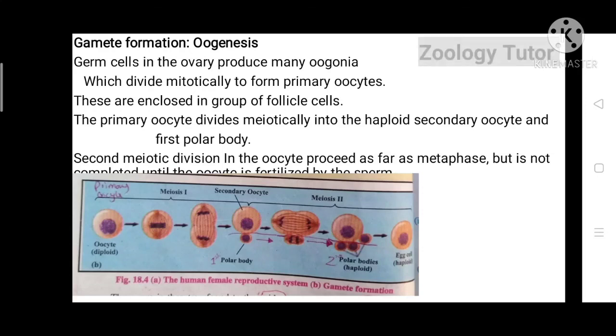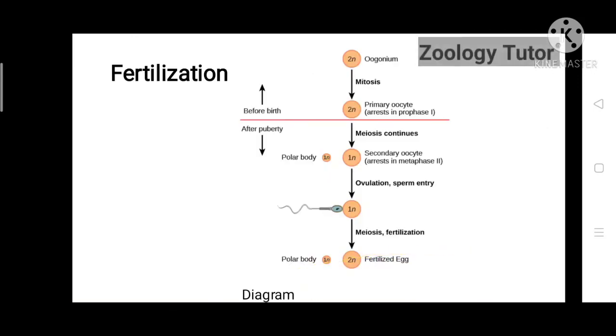And this can be the MCQ: how far will it proceed? It will proceed as far as metaphase. And then afterwards, the second polar body will form and the egg cell will be formed, that is haploid. Now to learn this concept, see here that before birth in the females, there is an oogonium present. It undergoes mitosis and forms primary oocyte that is arrested in prophase 1. Then at the time of puberty, the meiosis will continue and it will form first polar body and the secondary oocyte that arrests in what? It arrests in metaphase 2. This is the MCQ concept that we learned.